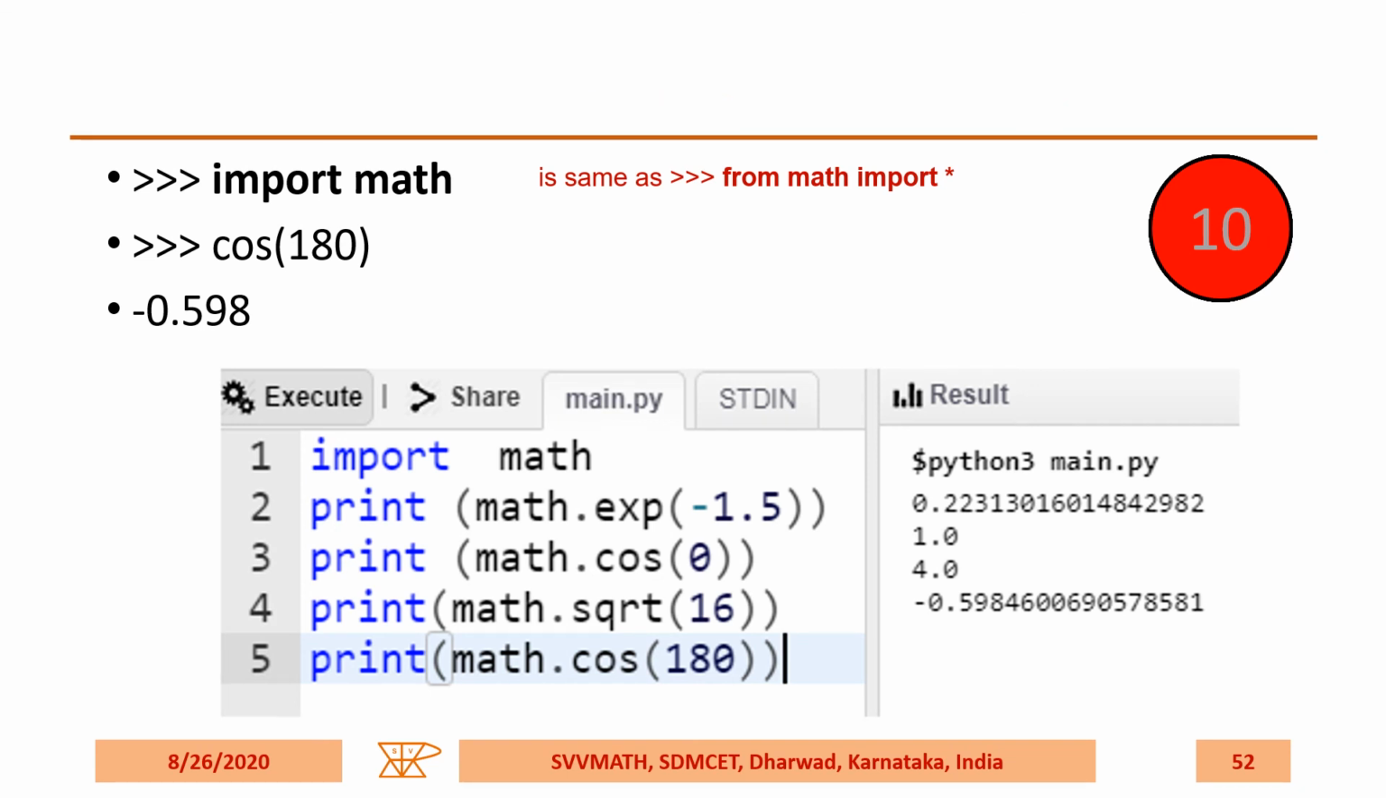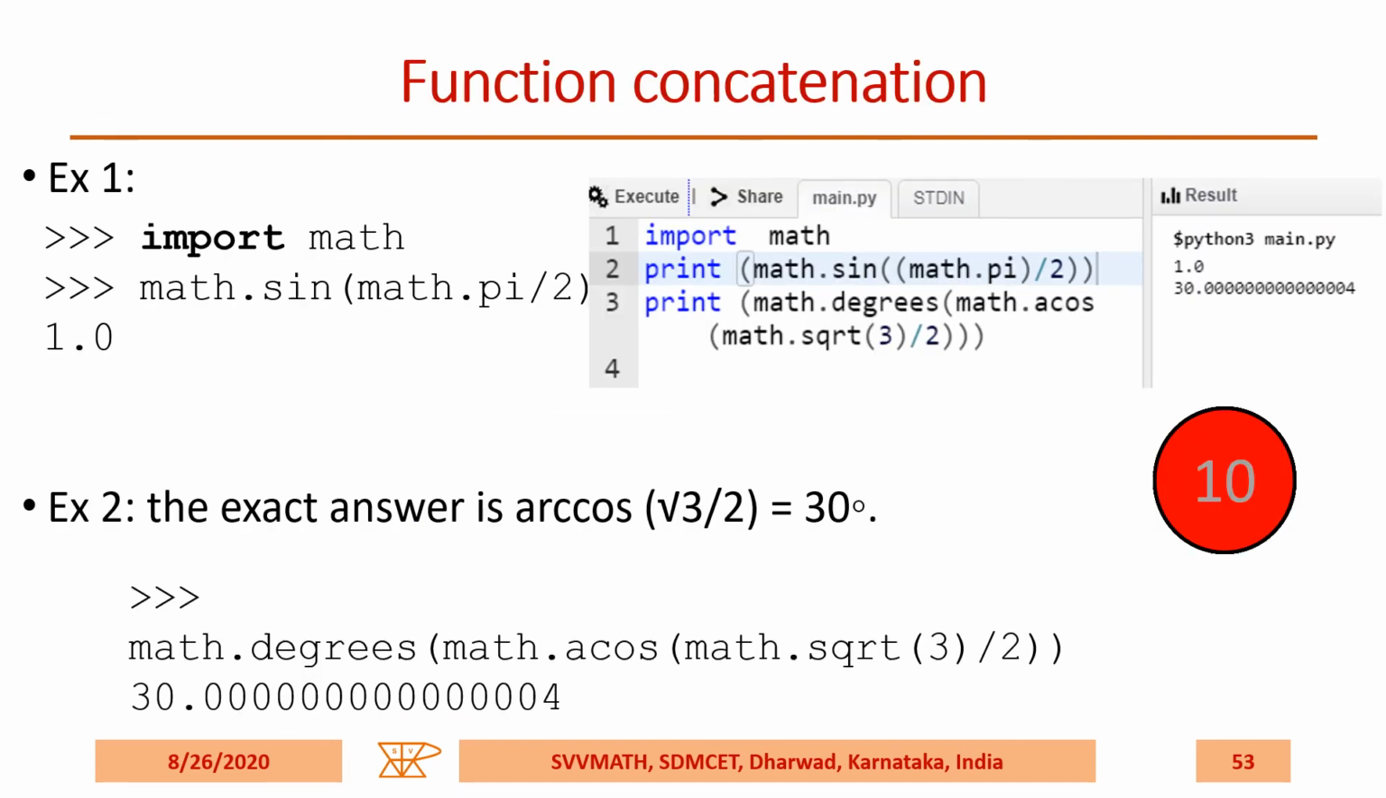When I say import math, I can write cos(180) and get the answer. It is the same as from math import, so you can write it like this also, or like this. These are the instructions I simulated, and I got results like this. Function composition is also possible. I used sine and here pi, and I simulated the same thing. Just go through it once and try to understand.